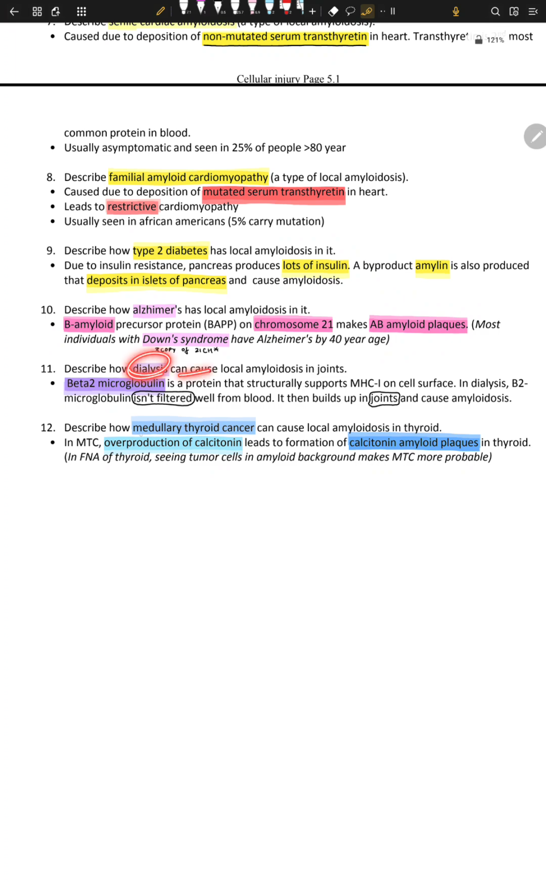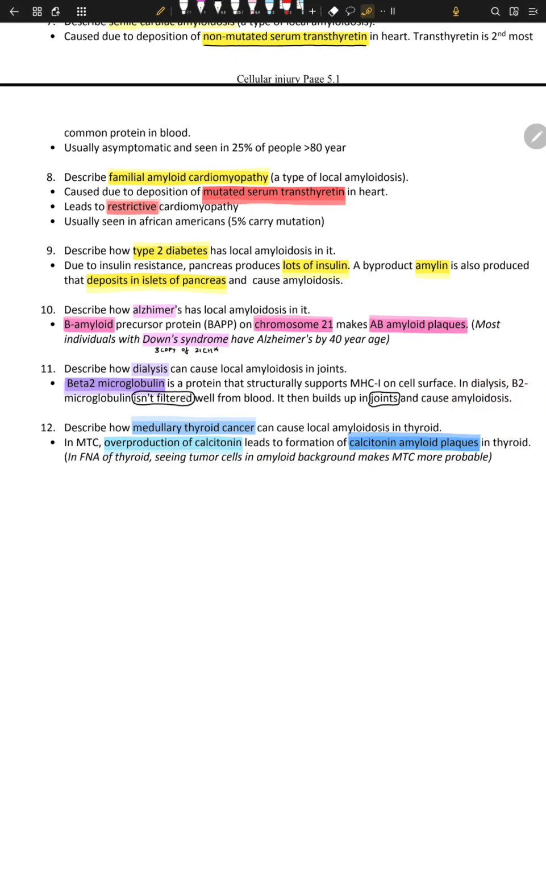Describe how dialysis can cause amyloidosis. Well, again, beta 2 microglobulin is a protein that structurally supports MHC 1 on the cell surface. So it's a part of the MHC type 1 molecule. In dialysis, what happens is that this beta 2 microglobulin is not filtered well from the blood. And when it's not filtered well, beta 2 microglobulin builds up in the joints and causes amyloidosis.